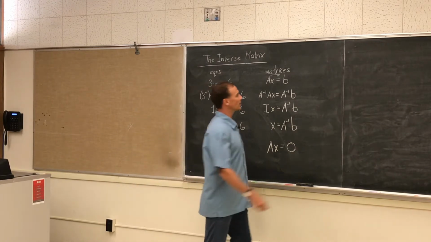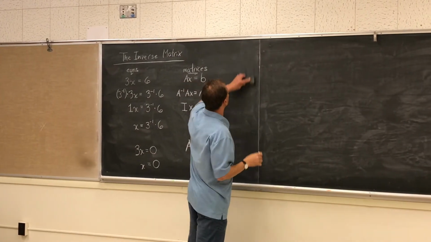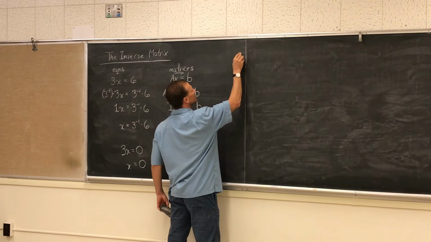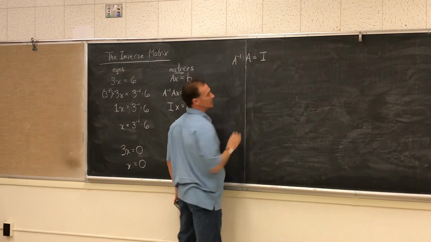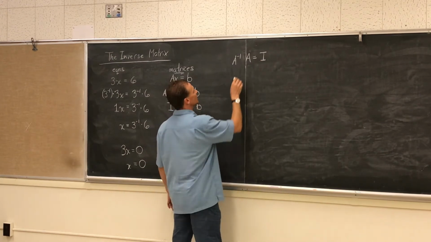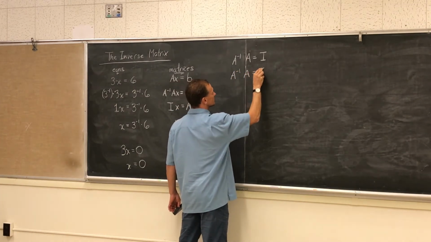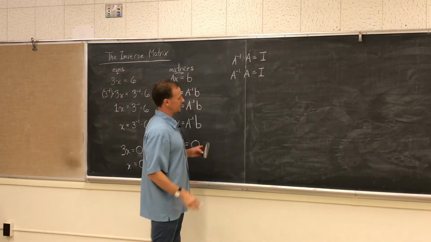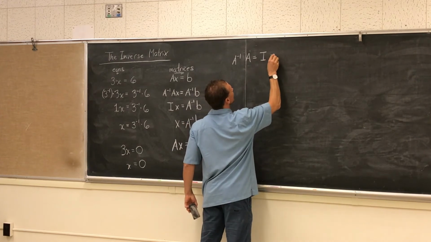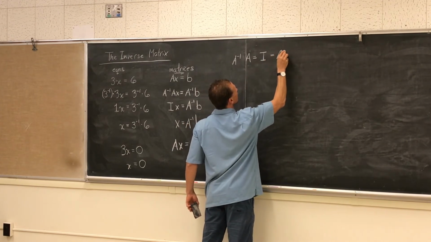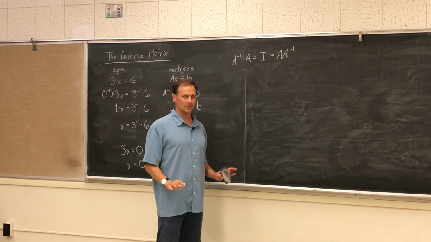Well, a few things. Let me write it this way. Say I take the inverse times the matrix. Well, we're going to get the identity matrix. The other question is what if we switch the order? In other words, is A times A inverse also equal I? And the answer is it does.